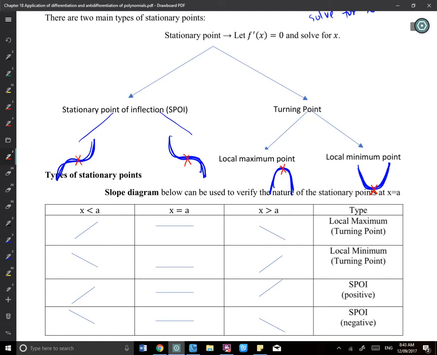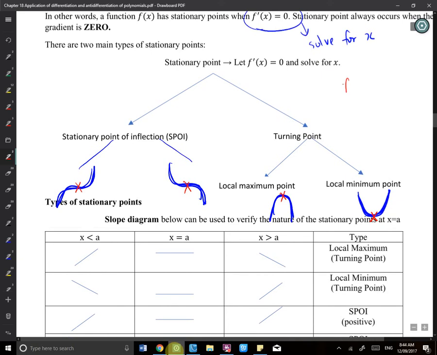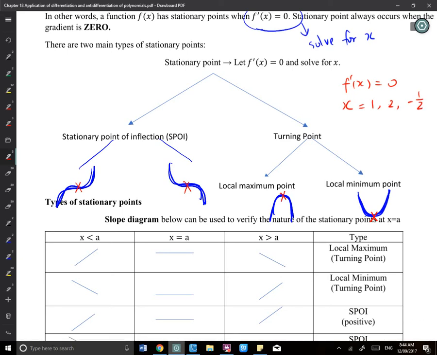Have a think about this. When you have f(x), you differentiate it and get f dash x. You solve that equals to 0. You get x equals a, x equals b, or x equals c, like 3 values. Do you know which one is a maximum, which one is a minimum, or which one is a stationary point of inflection? Can you distinguish between the points? Well, you solve out the stationary points, f dash x equals to 0. For example, x equals 1, x equals 2, and x equals negative half. Can you tell which one is a turning point, which one is a stationary point of inflection? Can you tell that?